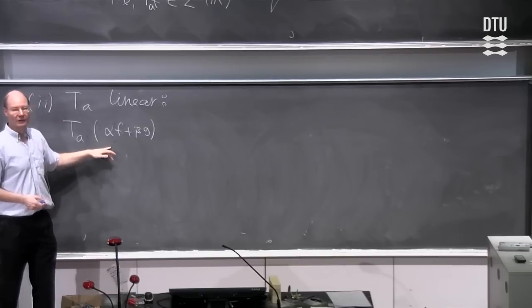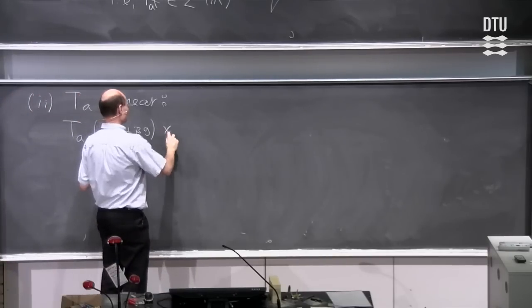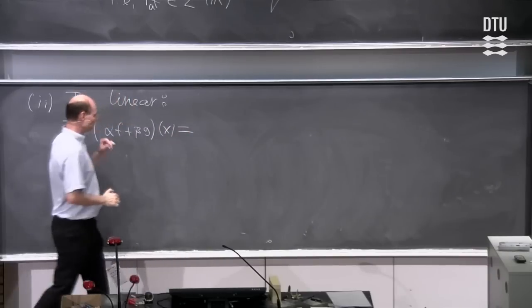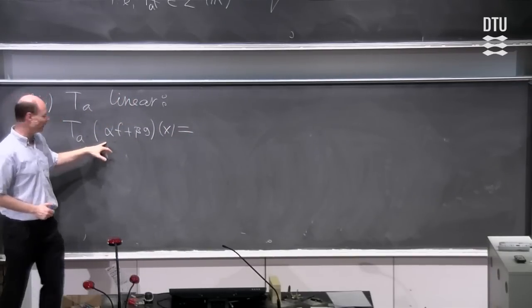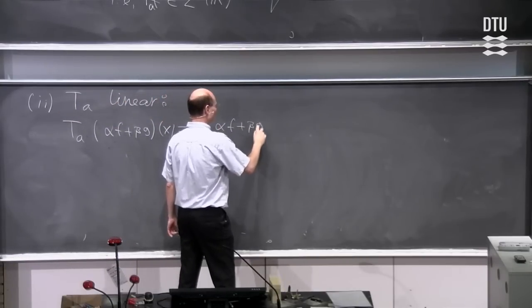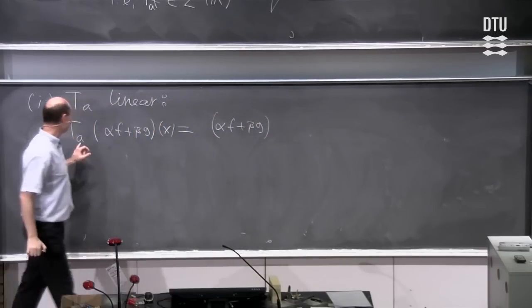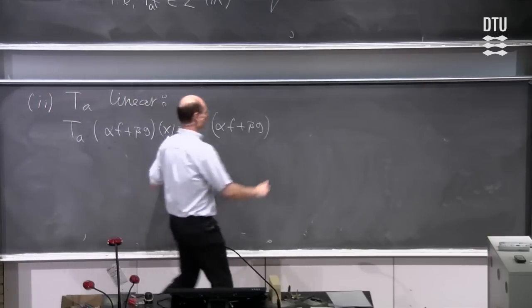But in order to work with this function, we need to calculate what is the value in a point x. And the definition says we need to take the function we're dealing with, which is now alpha f plus beta g. And then what the operator is doing is that it replaces the x by x minus a.